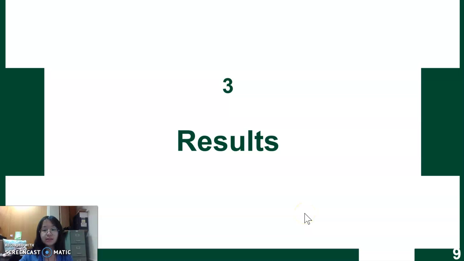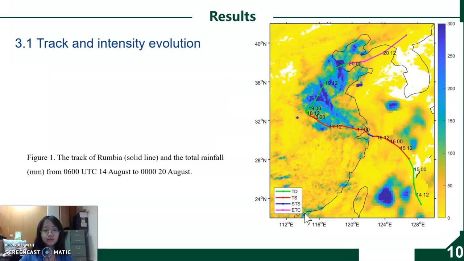The third part is the results from the data. The first part of the results is the track and intensity evolution. Figure 1 shows the track of Rambia in solid line and the total rainfall in shading in the unit of millimeter from 6 o'clock on the 16th of August to 0 o'clock on the 20th of August.